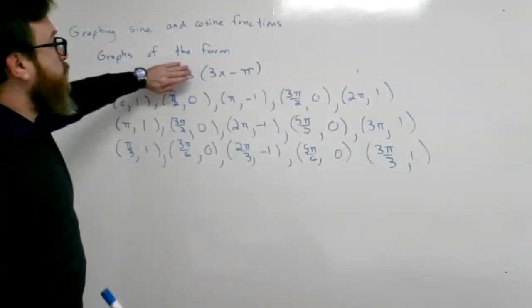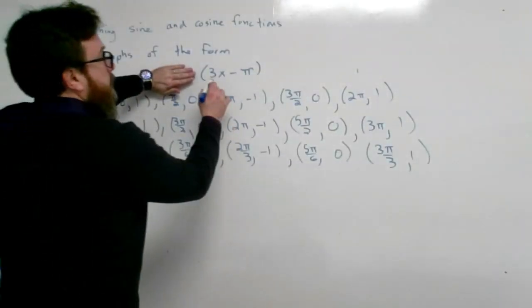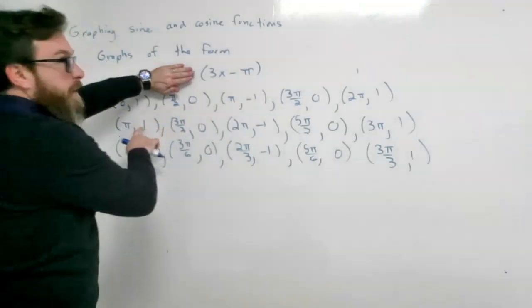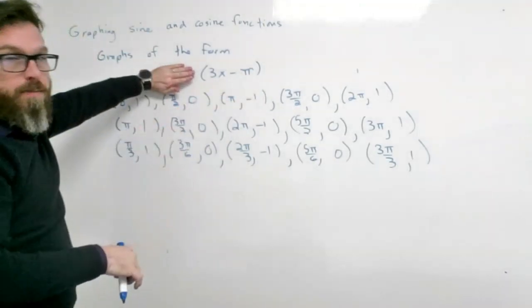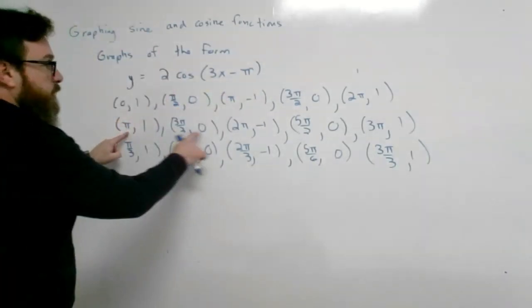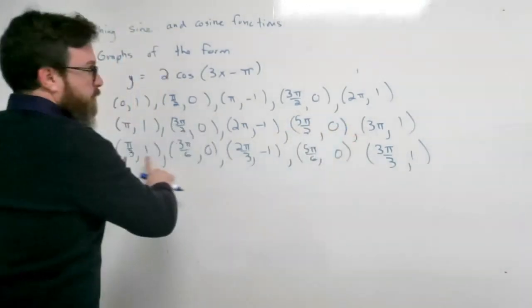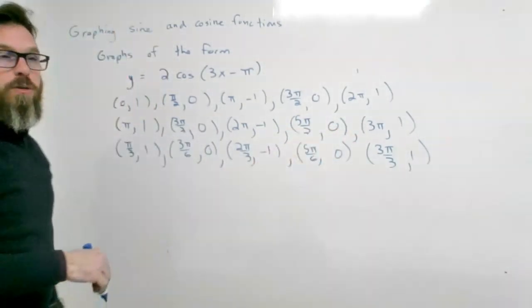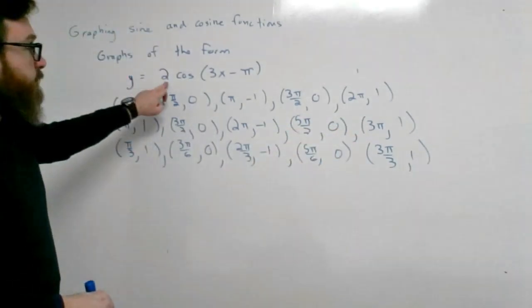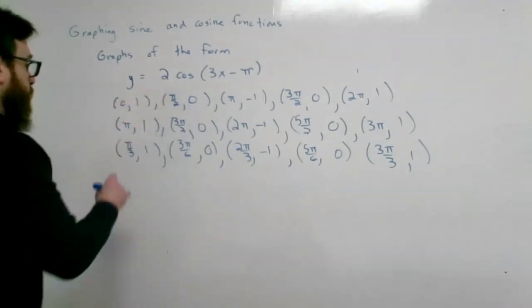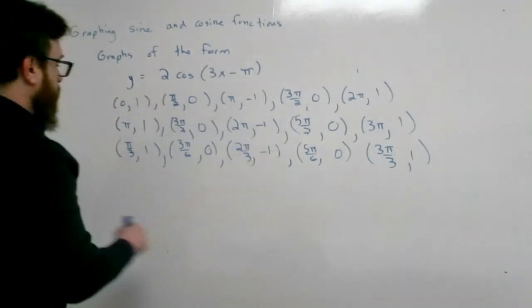To recap, in order to move the x-coordinates, we had to worry about this 3x minus pi. So first we added pi, and then we divided by 3. So we added pi to each one of these x-coordinates, and then we divided all the x-coordinates by 3. Now the last thing we're going to have to do is multiply all the y values by 2. And doing that, I'm going to simplify these x-coordinates as well.